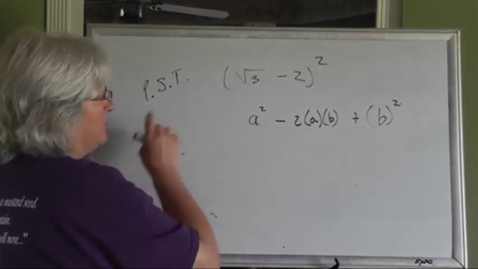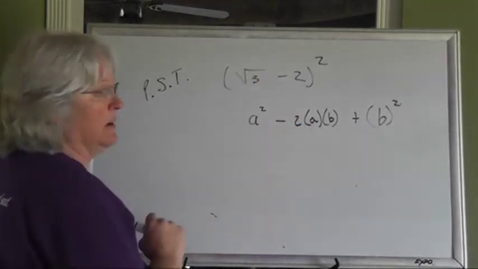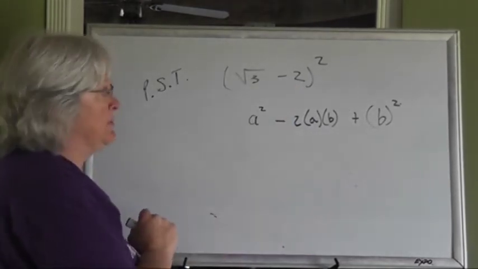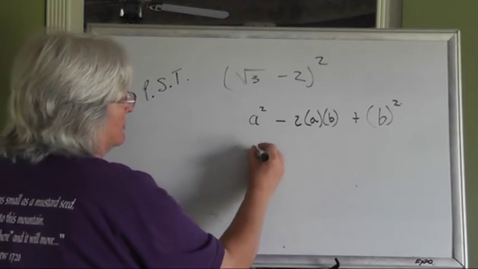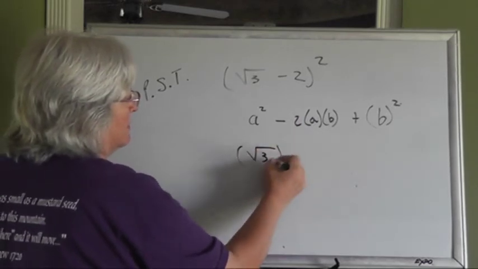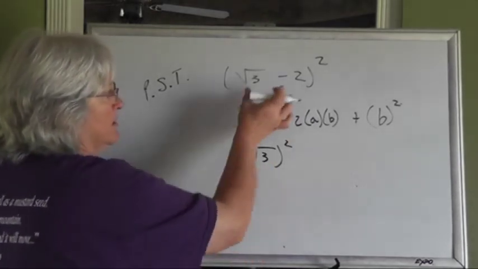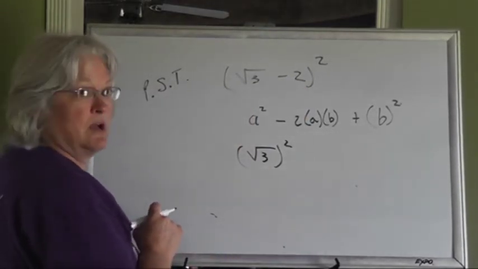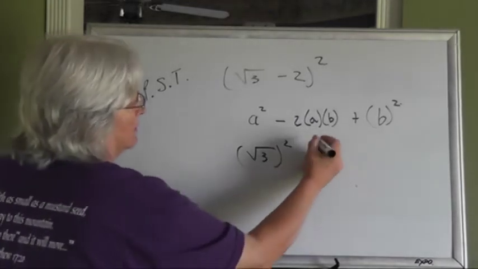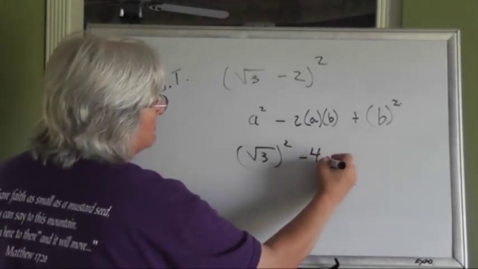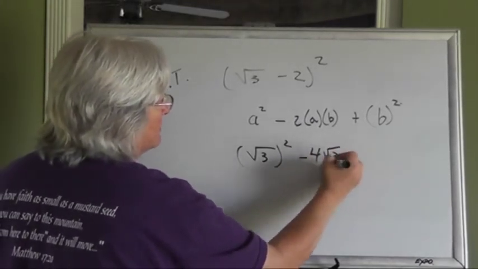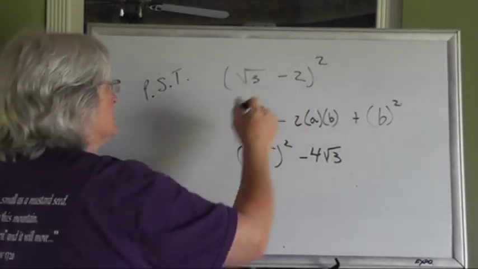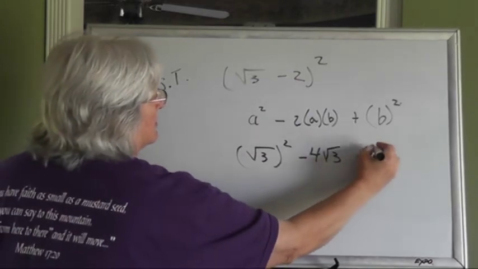If you have the form A and B. So what this really says is when you have a binomial factor that is repeated, first you square the first term. And then you take the product of those two terms, minus 2 times the square root of 3, and you double it. Minus 4 times the square root of 3. And then you square the second term, plus 4.